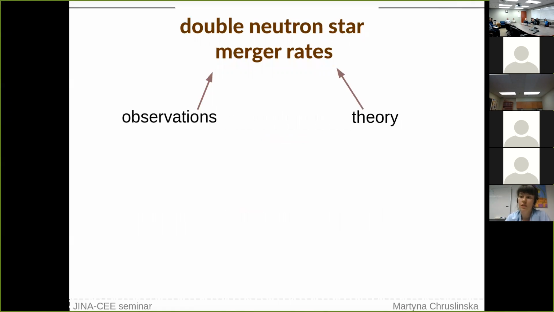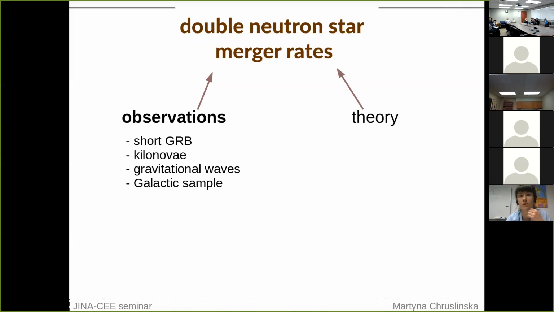For double neutron stars, we can get an idea of this number both from observations and the theory, which in the end gives us the opportunity to compare the two. And if we do that correctly, we can hopefully learn something. On the observational side, we can use different probes to learn about the merger rate, for instance, short gamma ray burst observations, of which we now know that at least some of them are connected to double neutron star mergers, the associated kilonova emission, gravitational waves observations, and also systems known to reside in our galaxy.